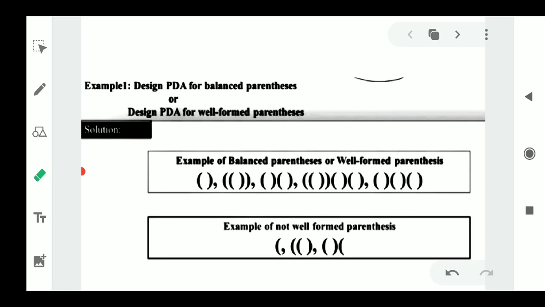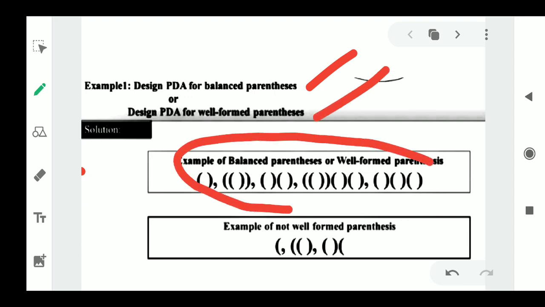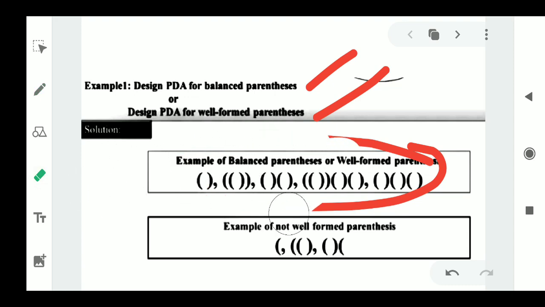This is a PDA example for balanced parentheses. Questions might be asked like this: design a PDA for balanced parentheses, or design a PDA for well-formed parentheses. These are the examples for well-formed parentheses. If there is an open parenthesis, there must be a closed parenthesis. Then only we will call it a well-formed parenthesis. Otherwise, it will not be called a well-formed parenthesis.